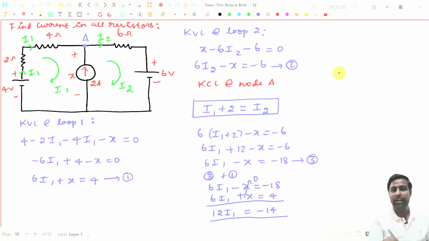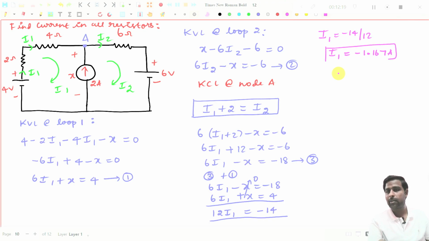I1 will be equal to minus 14 by 12. That is what we have got in the last problem. Which is equal to what? Minus 1.167 amperes. That's all. Right? Now you substitute this I1 in the expression I2 is equal to I1 plus 2, right? So now you substitute and you get the value.